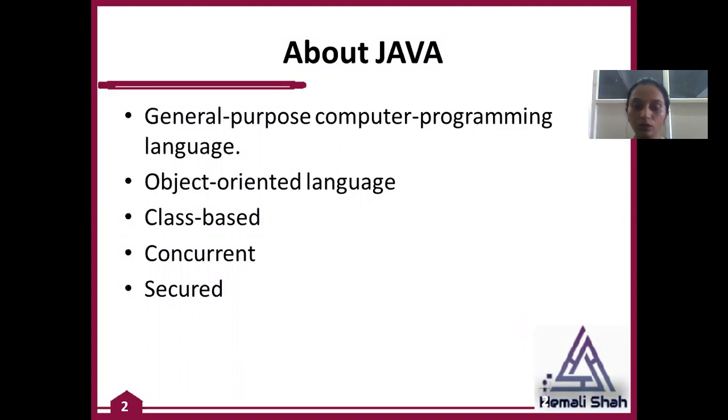In Java, you cannot create a main function without a class. You have to create at least one class to create a main function. So Java is basically an object-oriented language. You will have lots of objects to create your program, to execute your program, right? It is a class-based language.